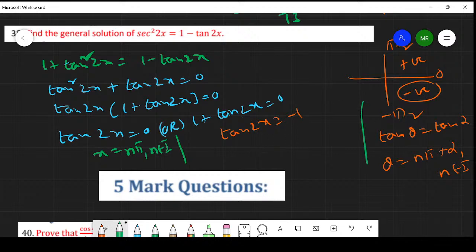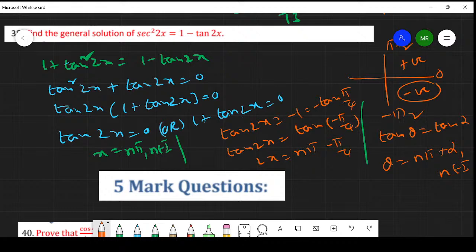Now I will complete the problem here. Tan 2x equal to minus 1. It will come minus tan pi by 4. I can write tan 2x is equal to tan of minus pi by 4, because we want a negative angle. When negative, the principal value is between minus pi by 2 to 0, so I should take a negative angle. This one is the principal value. Or the general solution: 2x is equal to n pi minus pi by 4.